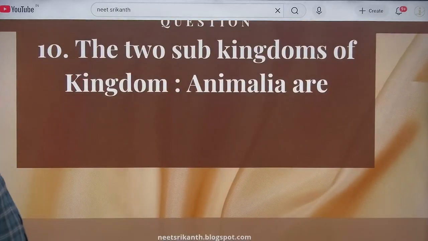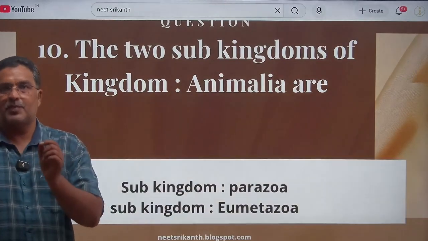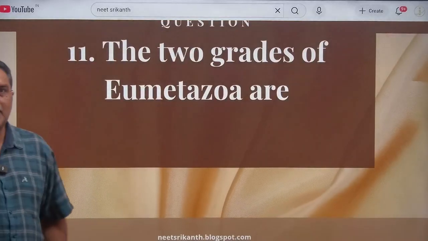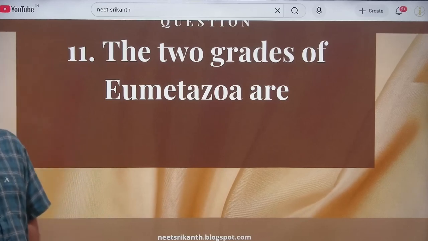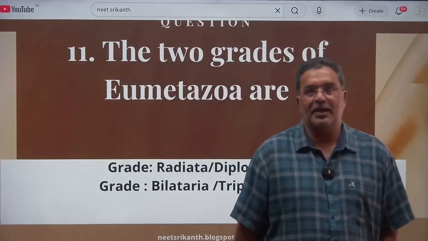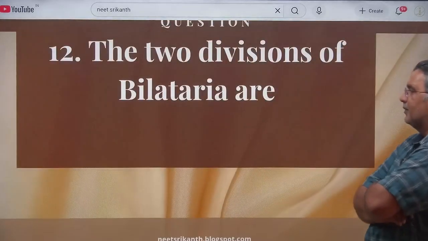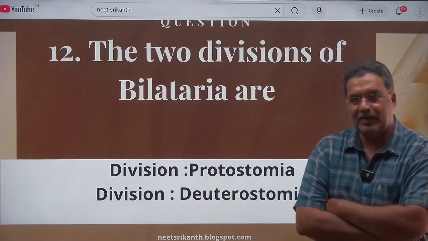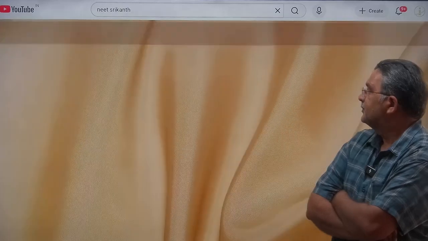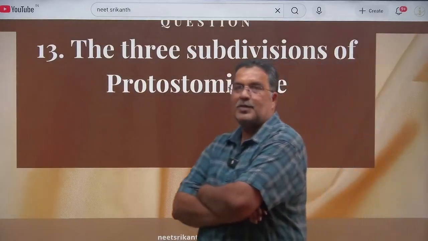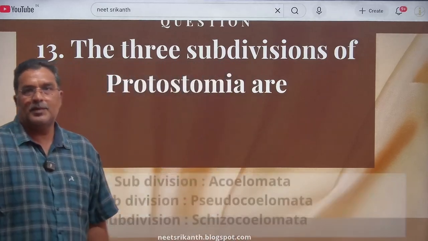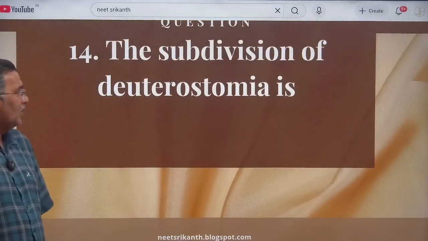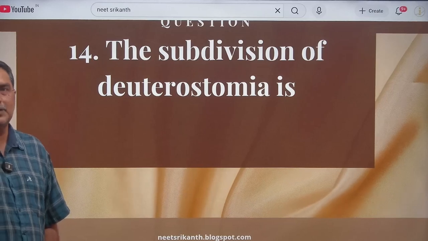The 2 subkingdoms of Kingdom Animalia are subkingdom Parazoa and subkingdom Eumetazoa. The 2 grades of Eumetazoa are grade Radiata or Diploblastica, and grade Bilataria or Triploblastica. The 2 divisions of Bilataria are division Protostomia and division Deuterostomia. The 3 subdivisions of Protostomia are subdivision Acoelomata, subdivision Pseudocoelomata, subdivision Schizocoelomata. The only subdivision in Deuterostomia is subdivision Enterocoelomata.